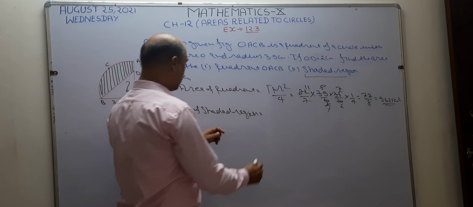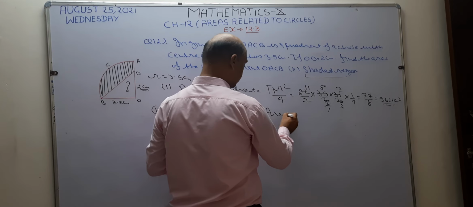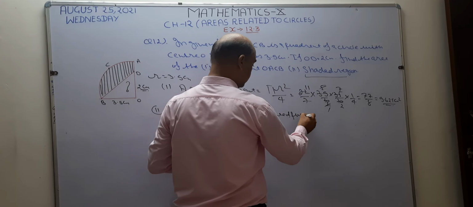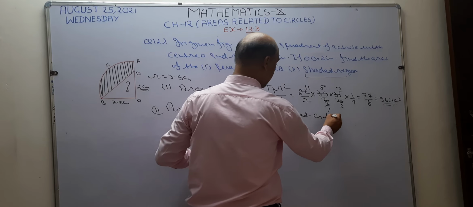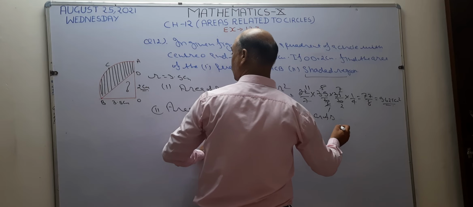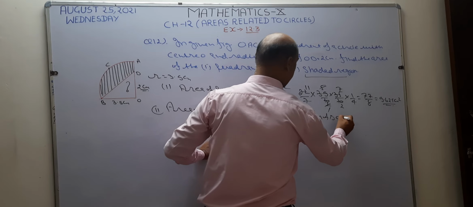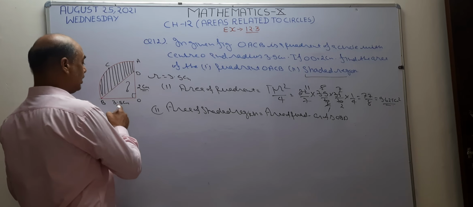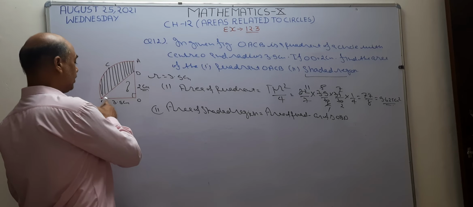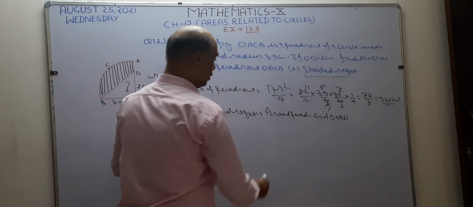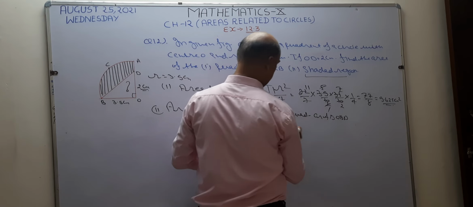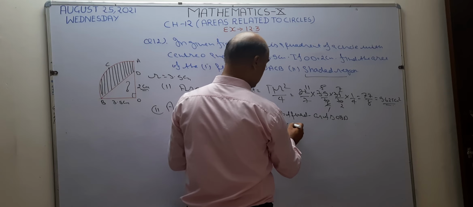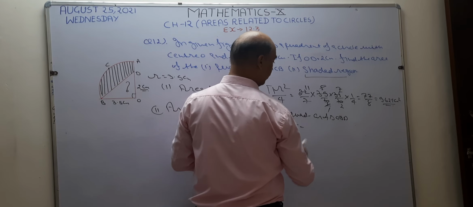Right here, area of quadrant minus area of triangle. What is the name of this triangle? OBD. Since this angle is 90 degrees, this becomes a right angle triangle. So area of a right triangle, you know, is 1/2 base into height. The area of the quadrant is already taken out, which is 9.625, minus area of triangle.